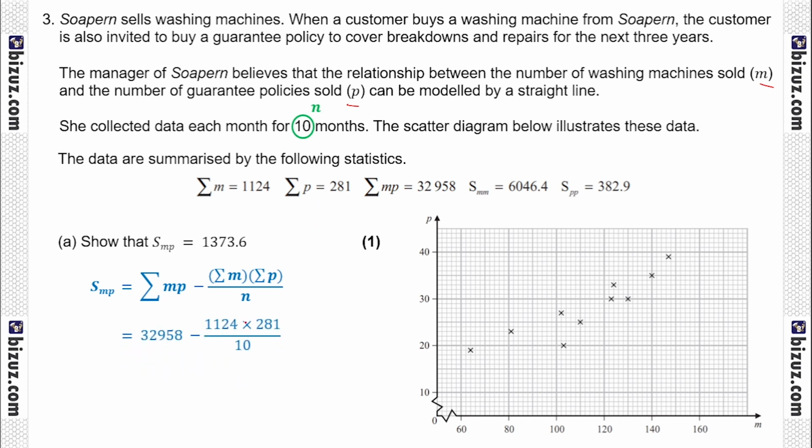Let's put in the values that we know. The sum of MP is 32958, minus the sum of M, which is 1124, multiplied by the sum of P, which is 281, divided by N, which is 10. And now we get the value of 1373.6 if we put this into the calculator, and that is exactly what we had to show.